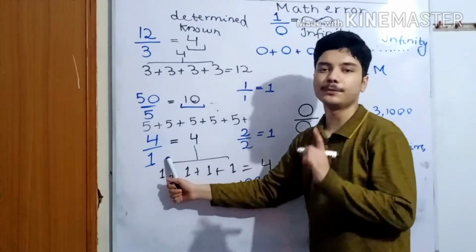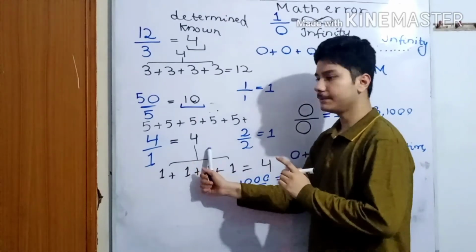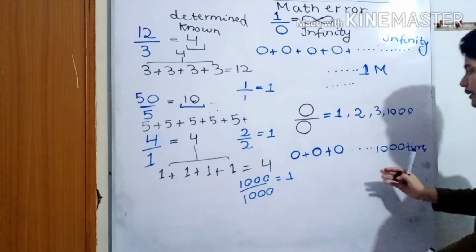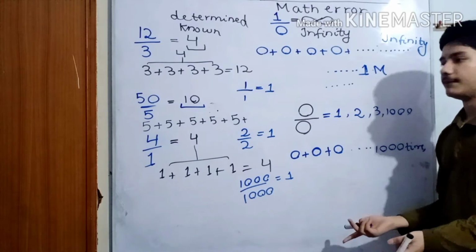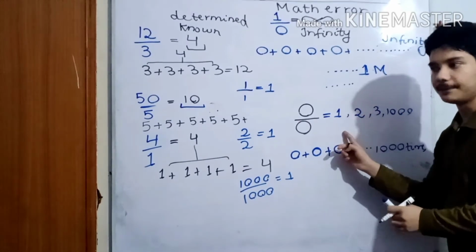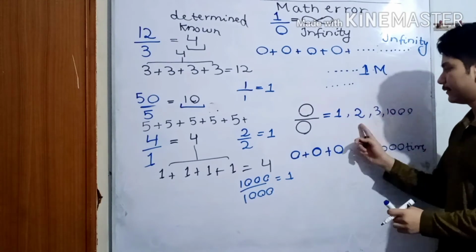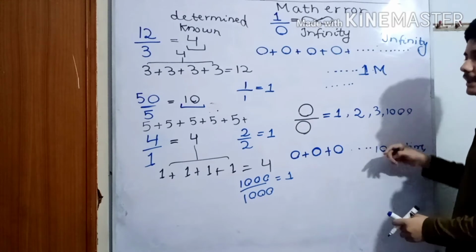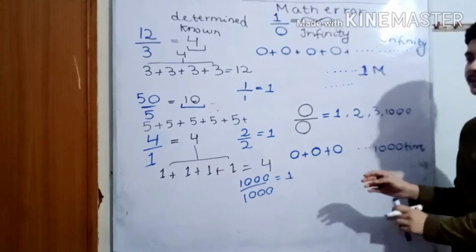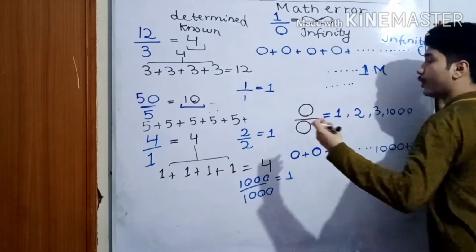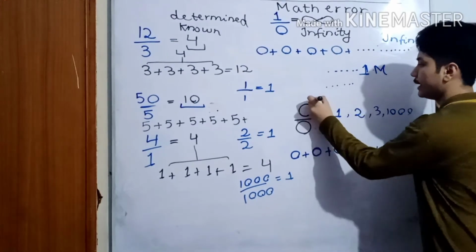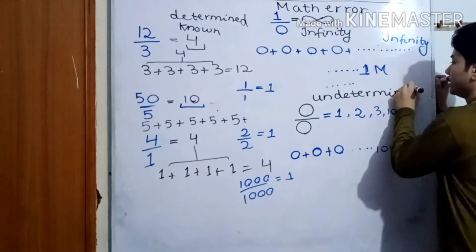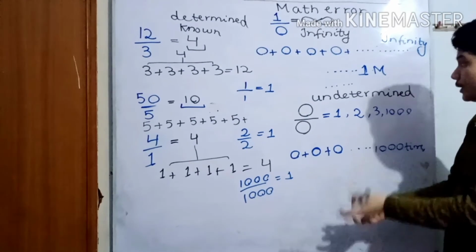Here you only have to add 1 4 times in order to create 4. This value is also determined, known. But as you can see here, I don't know how many values I have to add. If I add 0 1 time, I'll get the number 0. If I add 0 2 times, still I'm getting 0. Adding 3 times, 10 times, 50 times, 1,000 times, 10,000, 1 million, still I'm getting the number 0. So there I do not know any value. In other words, it is not determined, or you can say it is undetermined. What will be the accurate value?